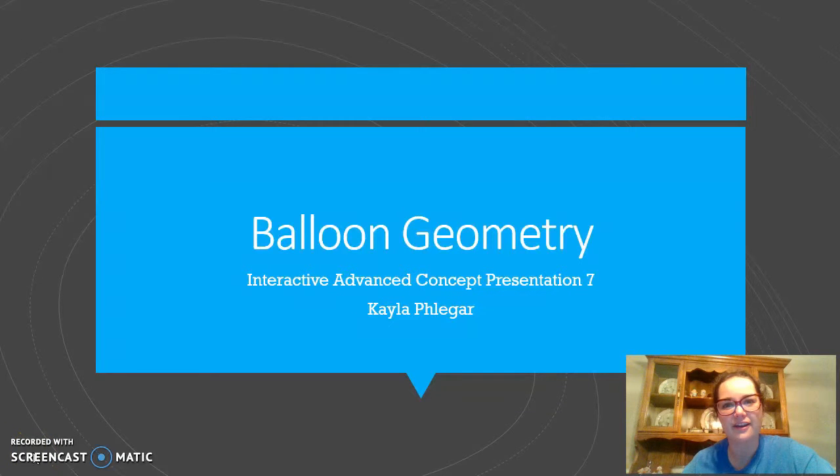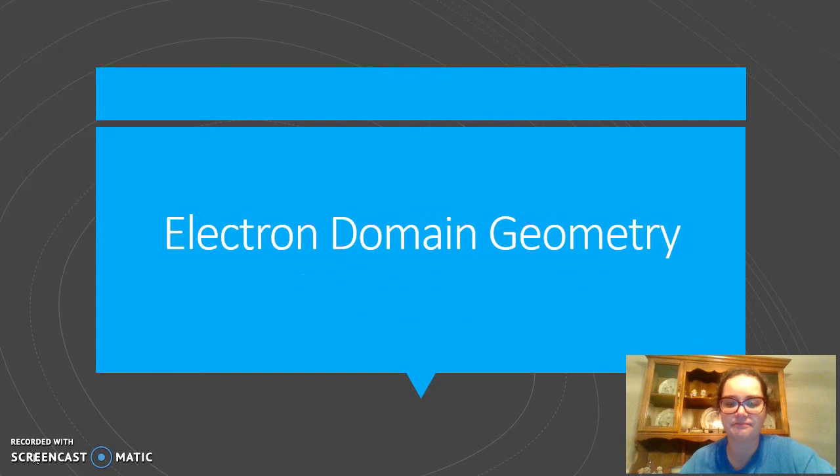Hello, I'm Kayla Flager, and today we are going to be taking a look at the electron domain geometries by attaching balloons to one another for a visual representation. Electron domain geometry basically describes the shape that molecules make, the shape that molecules exist in.